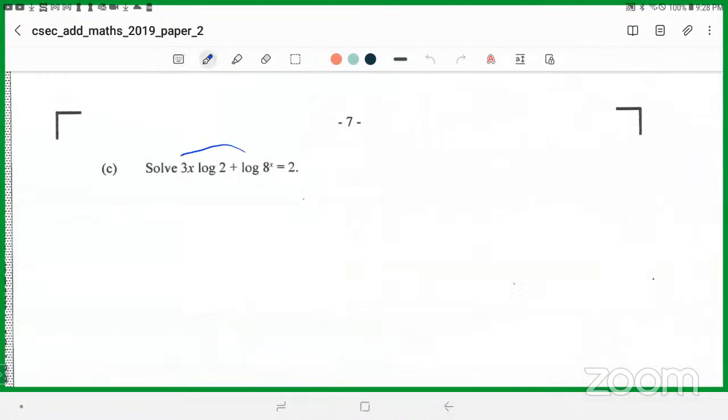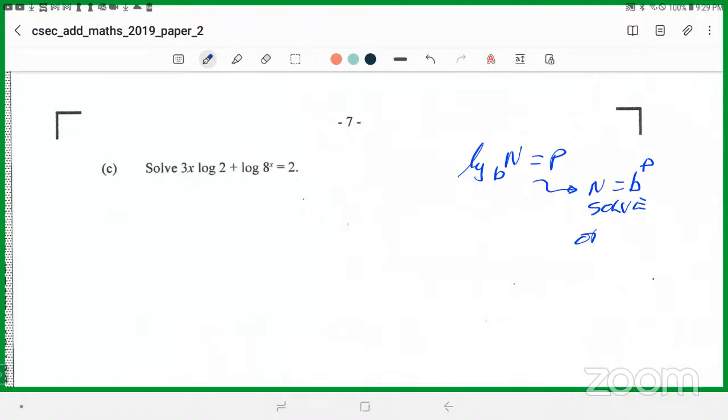We want to solve this. Remember, when you're solving, you're trying to get log of a number to a base equals a power, which would imply that the number is equal to the base raised to the power, and then you solve. Or you're trying to get the log of a number to a base equal to the log to the same base of a different number, and then this would imply that n equals m, and then you would solve.